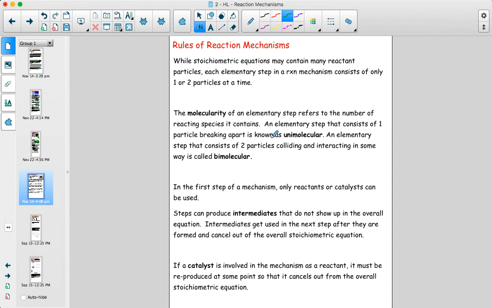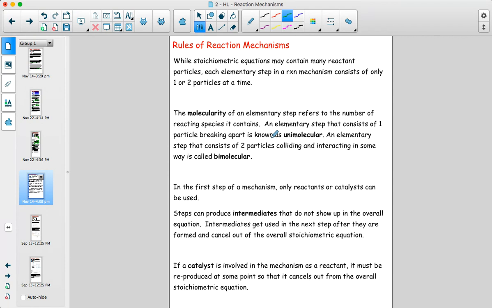So overall, when we talk about reaction mechanisms, here are a couple of rules that we're going to look at for writing. We don't actually have to come up with our own reaction mechanisms, but just for when we look at reaction mechanisms, these are some rules to keep in mind. While stoichiometric equations may contain many reactant particles, each elementary step of a reaction mechanism can only consist of one or two particles at a time.